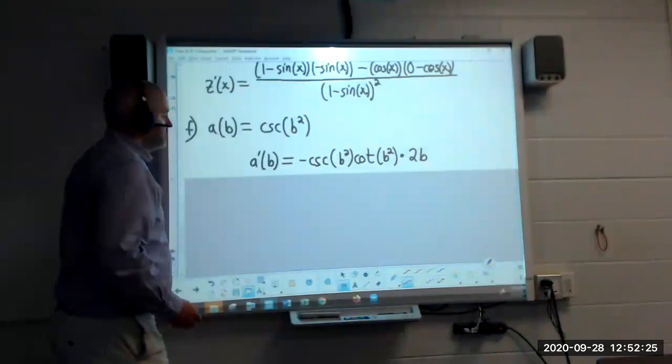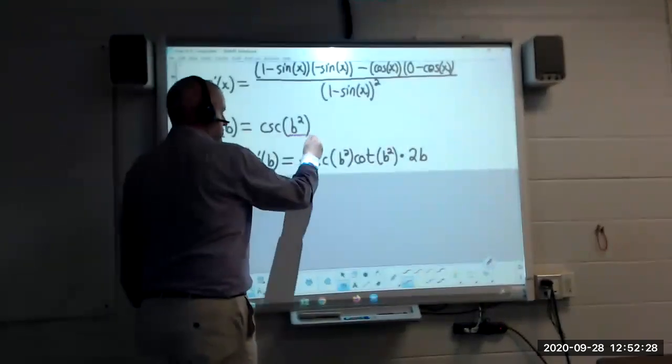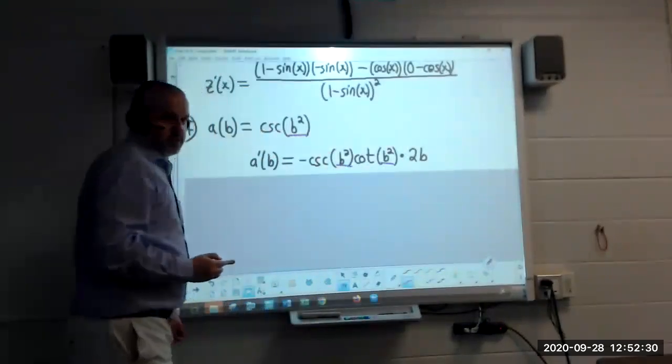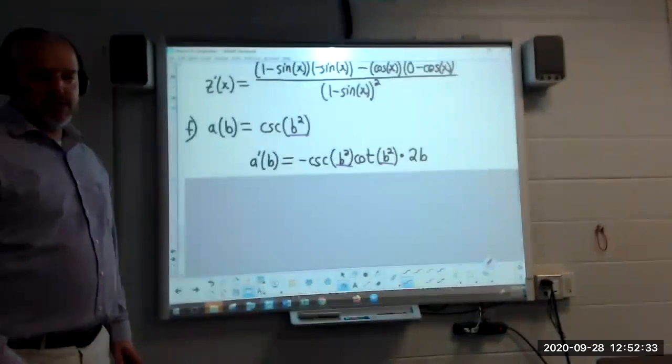The derivative of b squared, which is 2b. So again, notice how inside we have b squared.